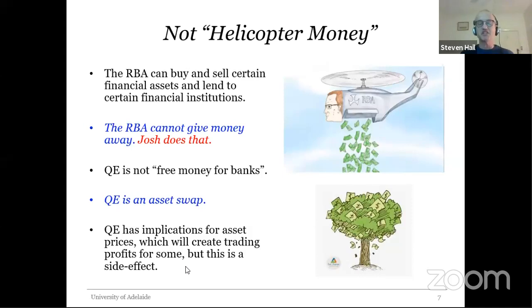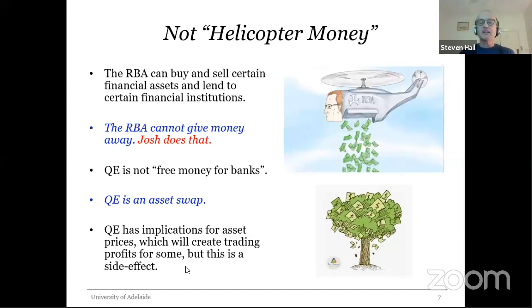It has implications for asset prices. If the RBA buys a lot of government bonds, it drives the prices of those bonds up. Just like if there was a huge demand for anything, it drives the price of whatever you're talking about up. If the RBA decides to buy sufficient quantities of government bonds, it's going to drive the prices of those bonds up, and higher bond prices means lower interest rates on bonds.